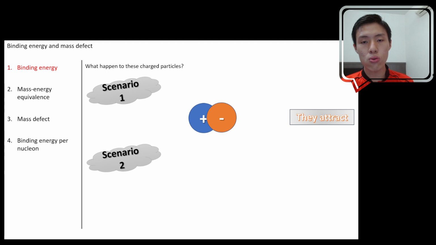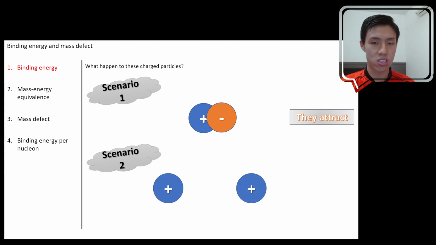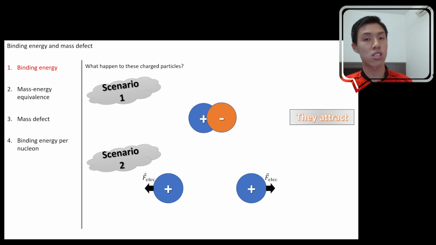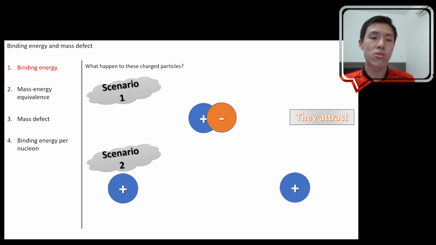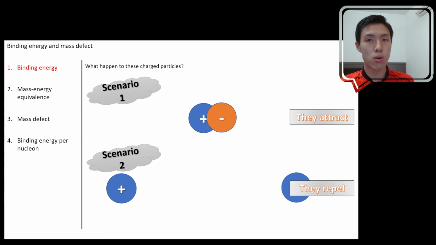For scenario 2, if you have a pair of like charges, they should repel. In this case, positive, they have the same polarity, so they should have repulsion, so the force should point away from each other and they should try to move away from each other. So in this case, we can say that like charges, they will repel.